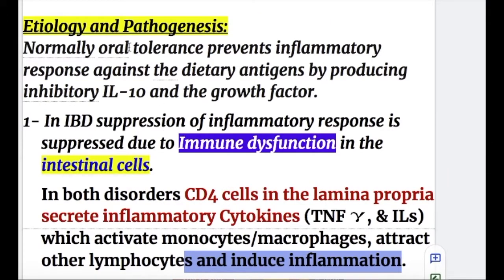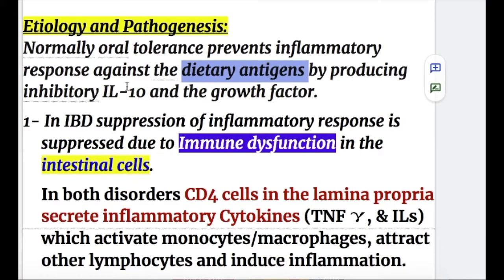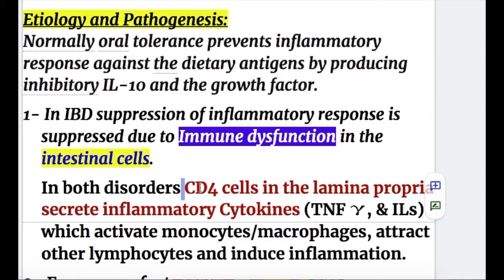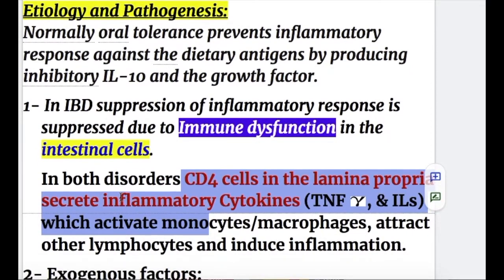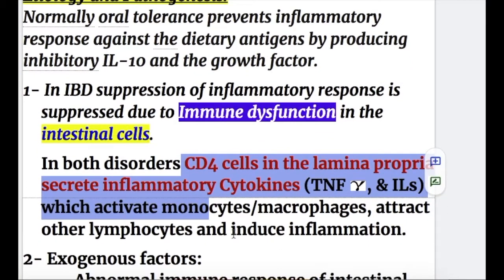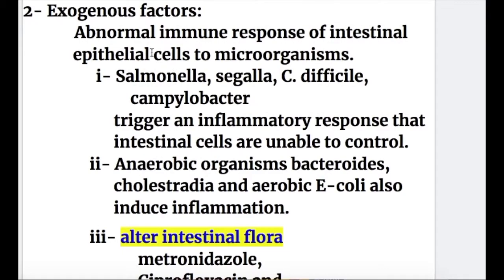So normally oral tolerance prevents any reaction to dietary antigens by producing inhibitory interleukins, interleukin 10 and the growth factors. And in inflammatory bowel diseases, the inflammatory response is due to immune dysfunction. CD4 cells in the lamina propria secrete inflammatory cytokines, TNF-gamma and different types of interleukins which attract the inflammatory substances. So there are many exogenous factors for this inflammatory immune response.